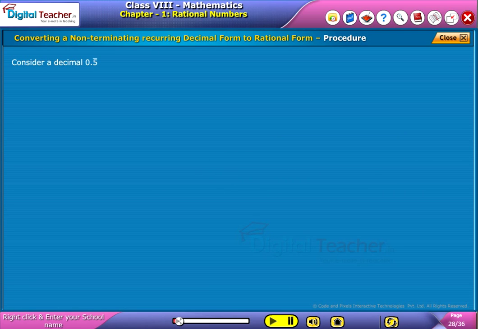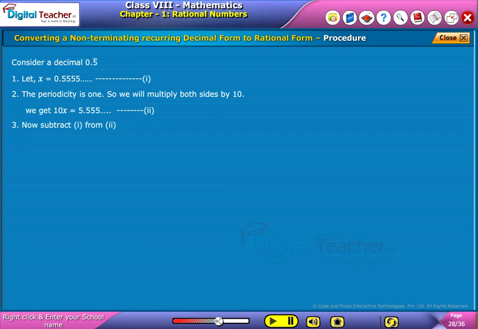Consider a decimal 0.5 bar. Let x equal 0.5555, and so on. Let it be equation 1. The periodicity is 1. So, we will multiply by 10. Now, subtract 1 from 2. That is 10x minus x, which is equal to 5.555, and so on, minus 0.555, and so on. By further solving, we get x as 5 by 9. Therefore, 0.5 bar is represented as 5 by 9.